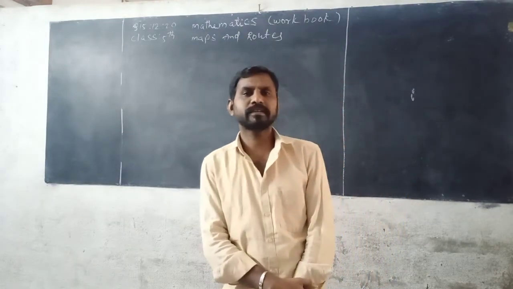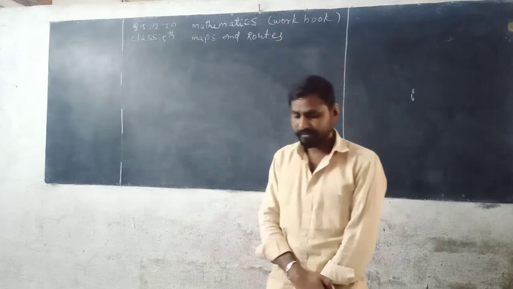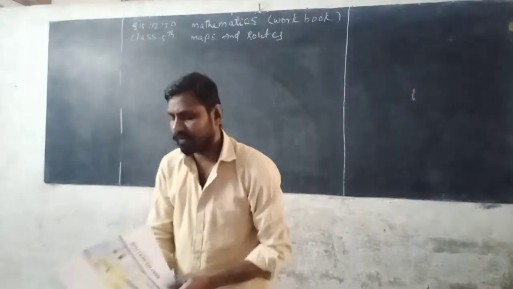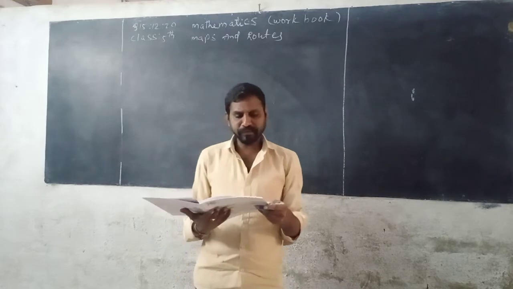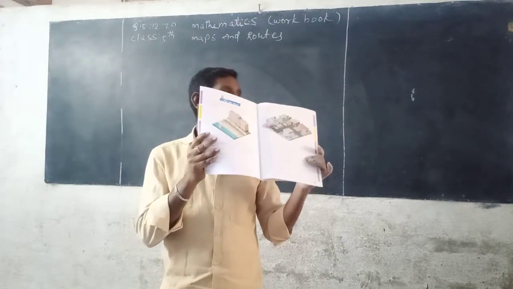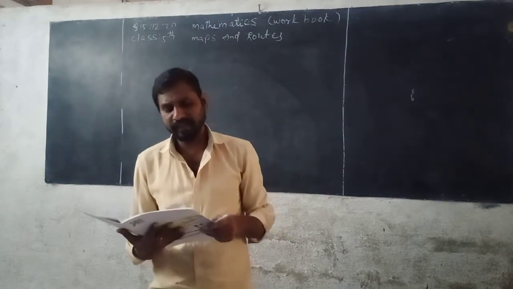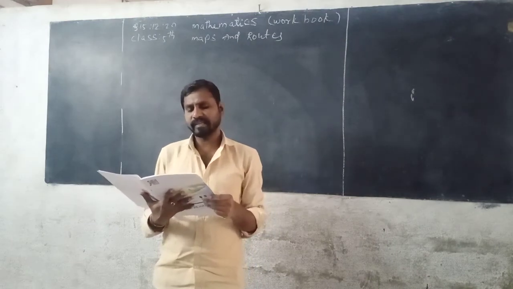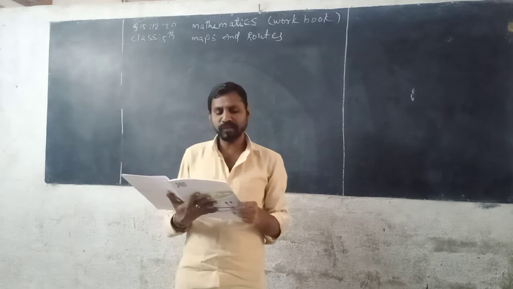My repeat class students, today we discuss the assigned routes from your workbook. Okay, see here, everybody open your workbook, page number 52. This is page number 52 from your workbook. Now listen carefully. Arjun went on a vacation with his parents. They stayed at a hotel with a beautiful sea view.